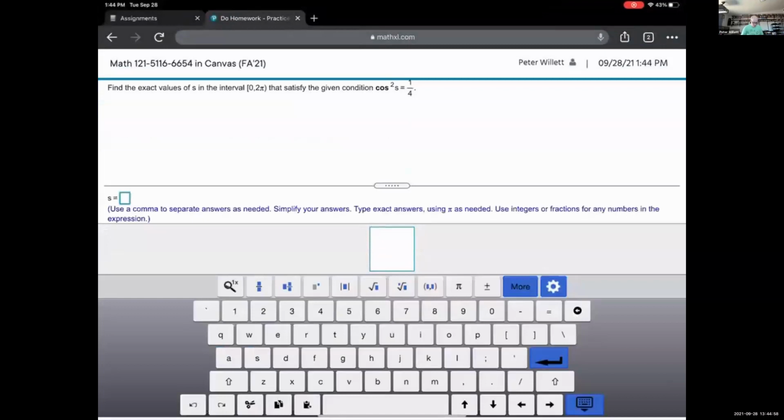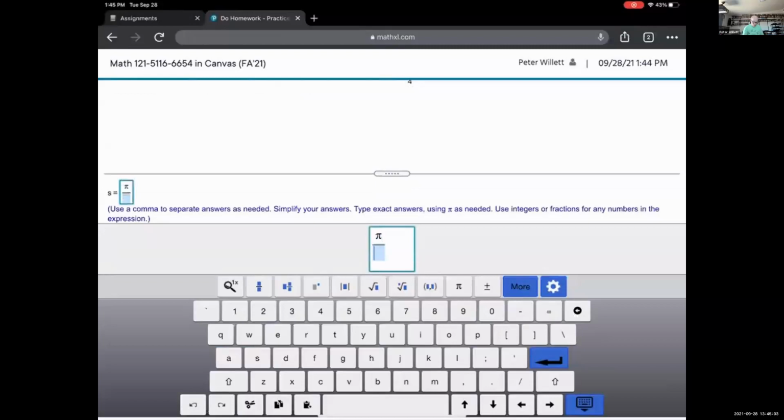So what did I have there? I had pi over 3. And I'm supposed to separate that by a comma. And then I had 2 pi over 3. And then I had 4 pi over 3. Whoops, I need a comma there. And then lastly, I had 5 pi over 3. I think that's what I had. 5 pi over 3.